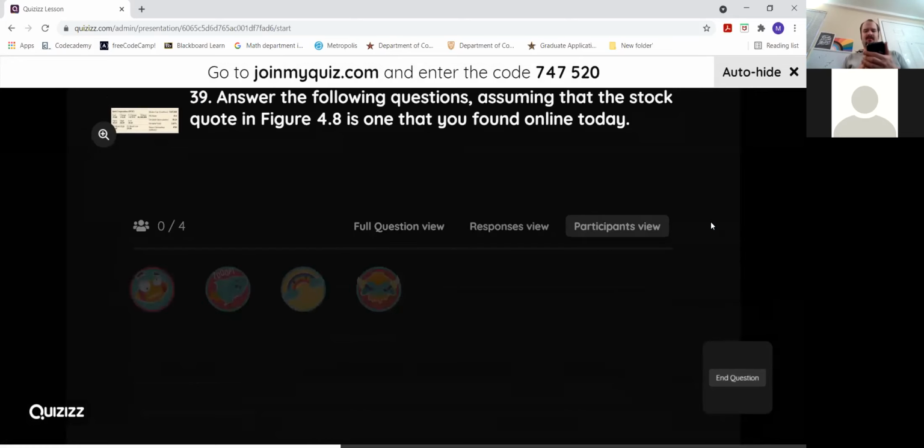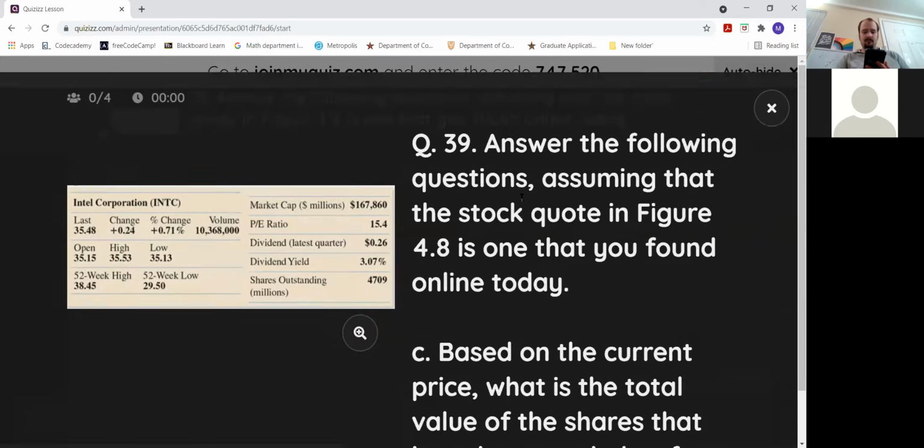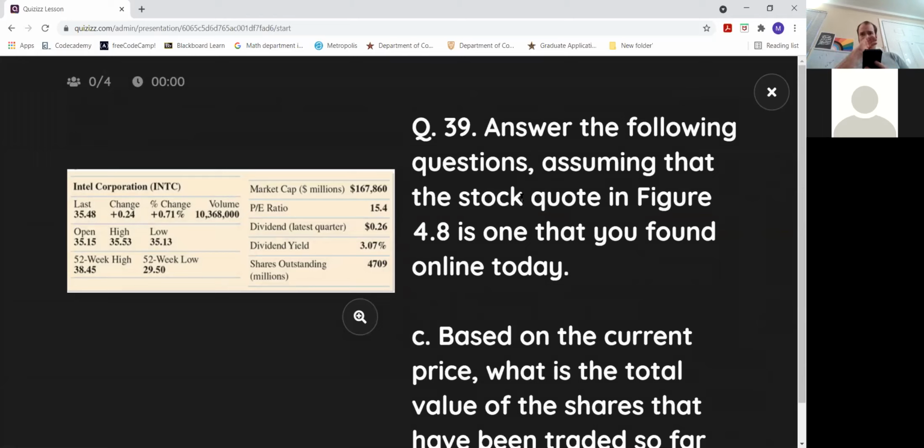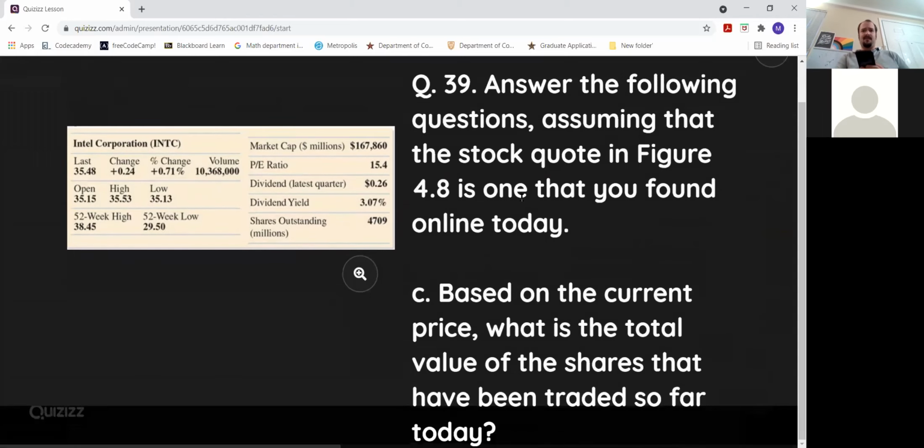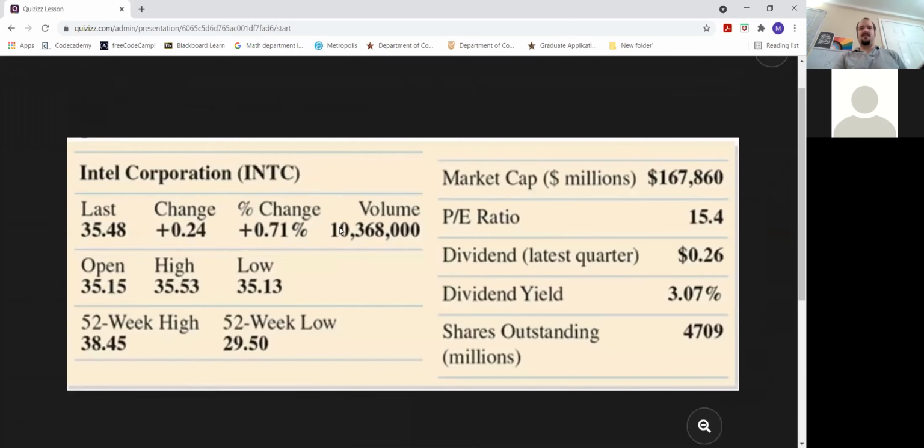Next question is, based on the current price, what is the total value of the shares that have been traded so far today? So this is the amount of shares that have been traded. These are the total shares for the company. So I did go over in the notes what each of these little things means in here. But this is the current price. This is the price they want you to go by. This is the number of shares that have been traded.